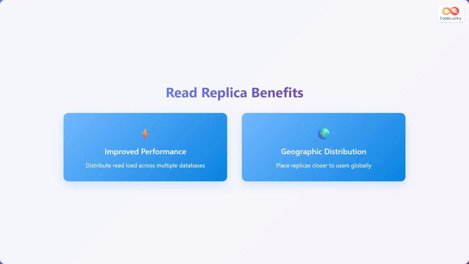Read replicas offer several benefits. Firstly, they improve performance by distributing the read load across multiple databases. Secondly, they facilitate geographic distribution, allowing you to place replicas closer to users globally, reducing latency and improving the user experience.